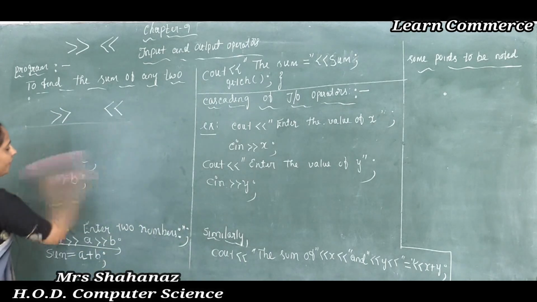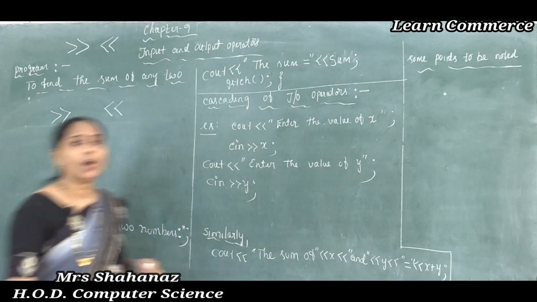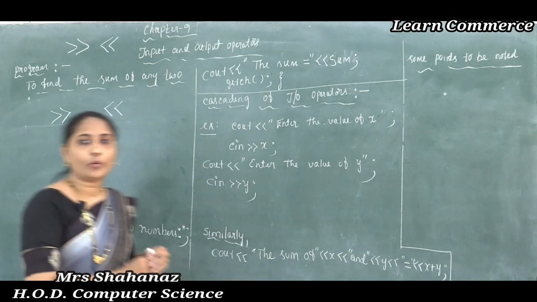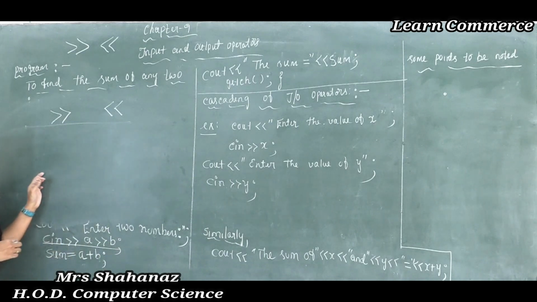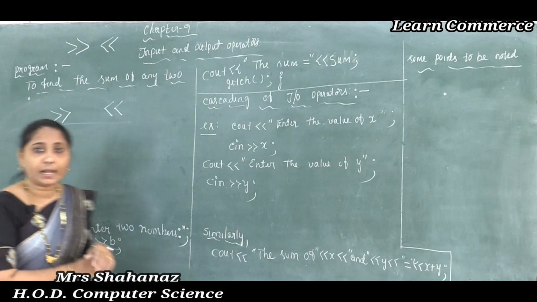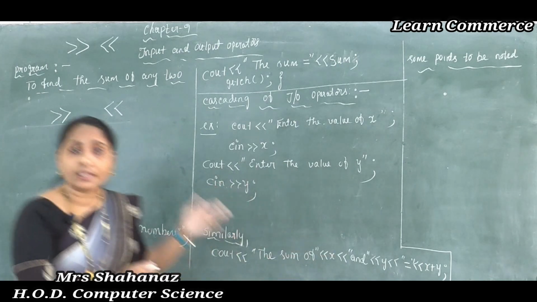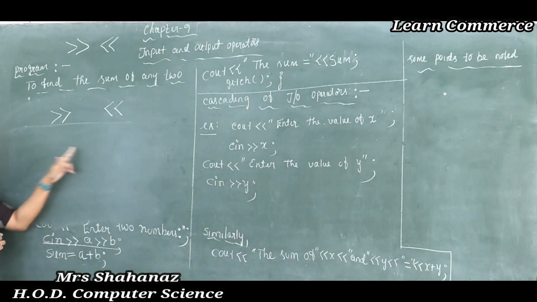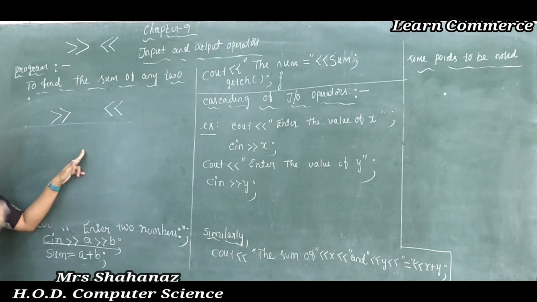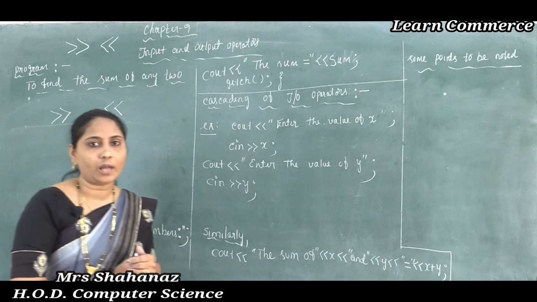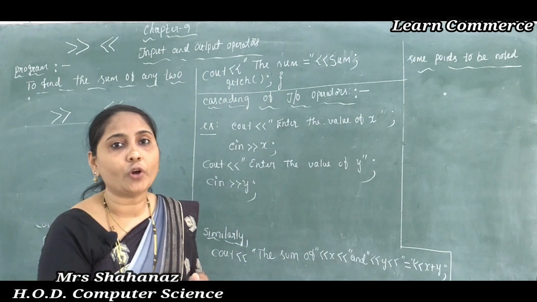So clear the meaning of the cascading of input operator? Okay. Similarly, we can output multiple results by using a single cout statement with multiple stream insertion operators, and such a one is called the cascading of output operators here.